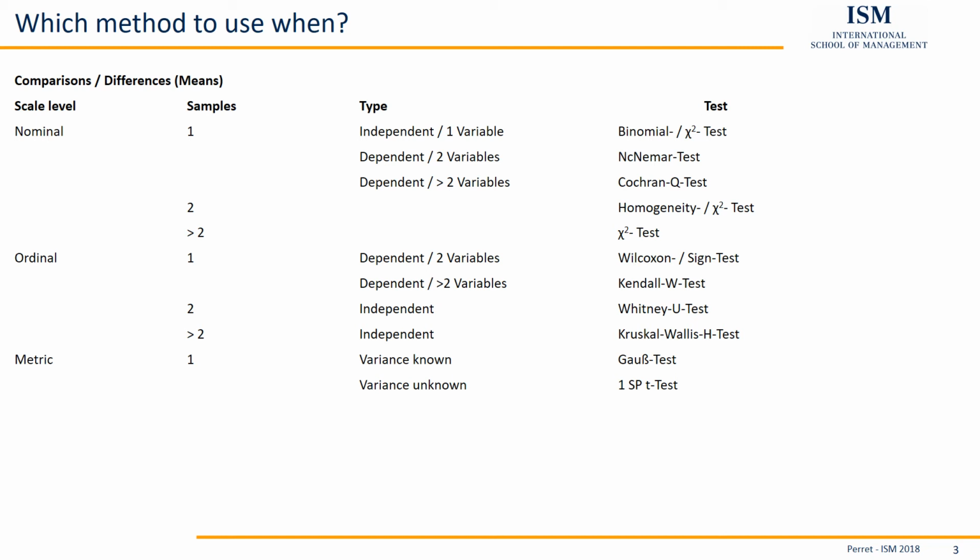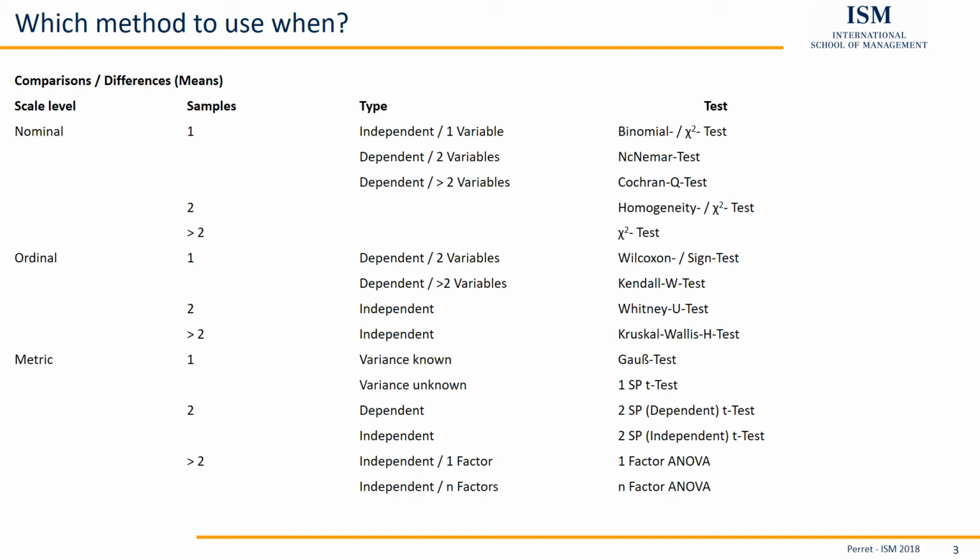And then, similarly to the other 2 scale levels, if I have 2 dependent samples, or one sample with 2 dependent variables, I could run a 2 sample dependent t-test. If I have 2 independent samples, a 2 sample independent t-test. If I have more than 2 samples or observations, independent again, I could run a 1 factor variance analysis. If I have more than 1 factor, as we mentioned before, I would run a multi-factor or n-factor ANOVA.